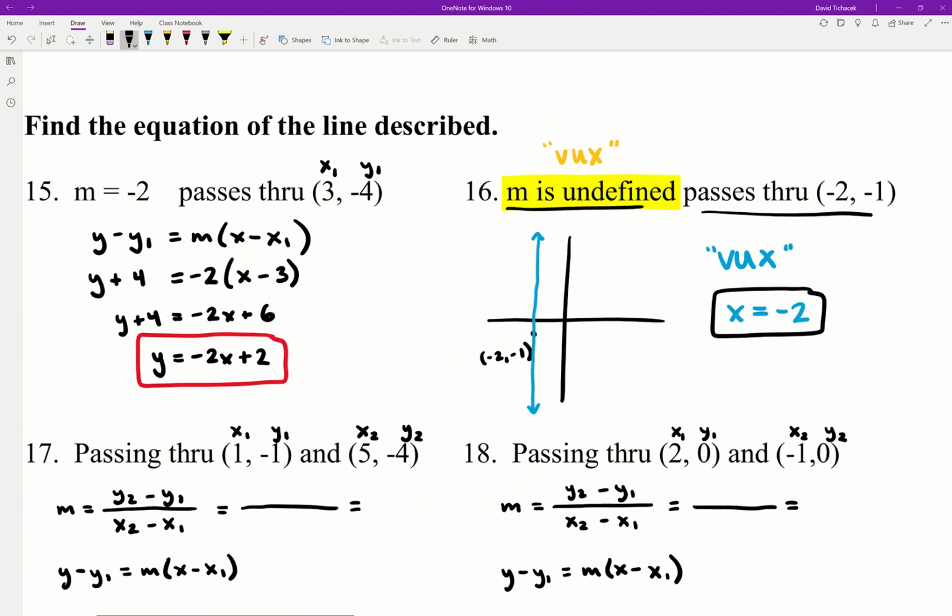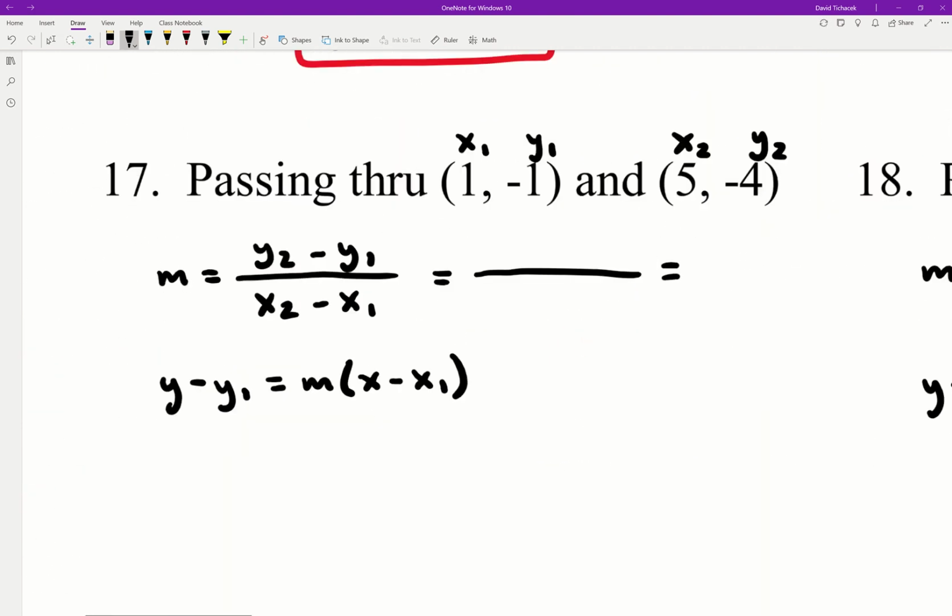So just be on the lookout for whenever it says the slope is undefined. Of course, that's going to mean you have a VUX.